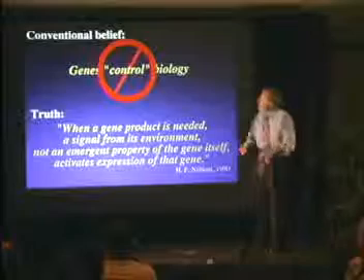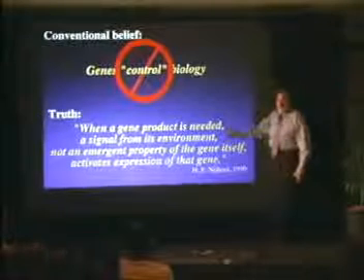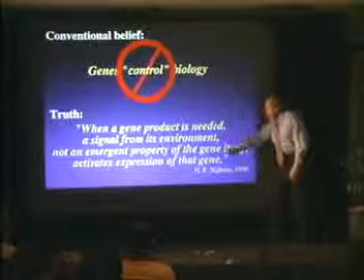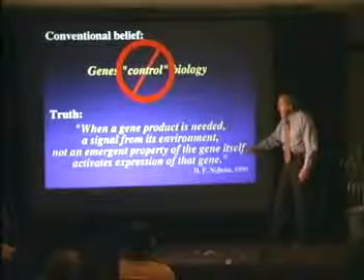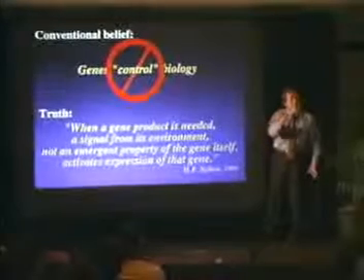To be activated. And why would a gene be activated? To make the proteins for the cell that needs to do the behavior. So the truth statement is this: when a gene product is needed, a signal from its environment, not an emergent property of the gene itself, activates expression of the gene. Well, that's somewhat of a complicated sentence, so let's simplify it.